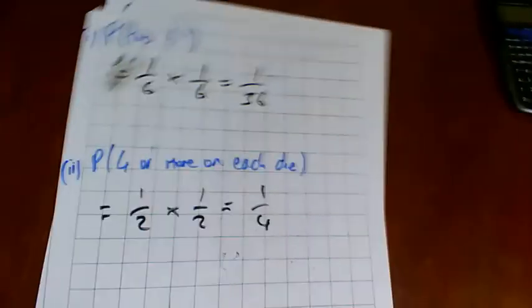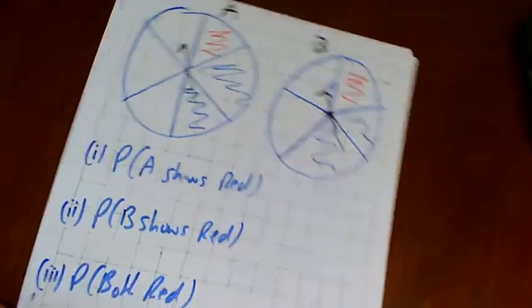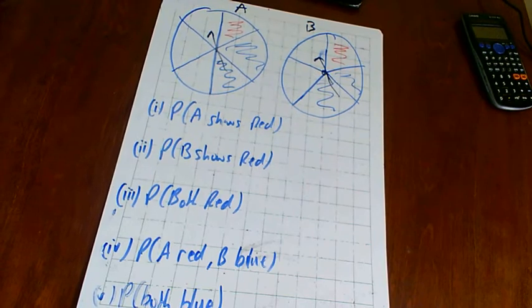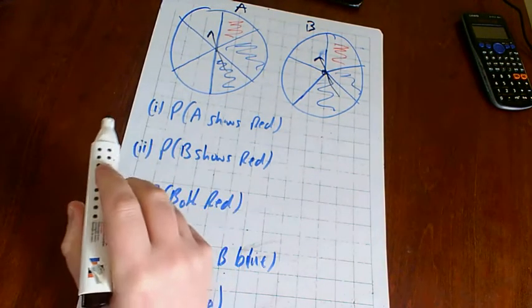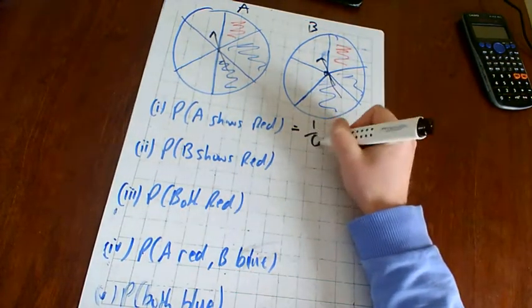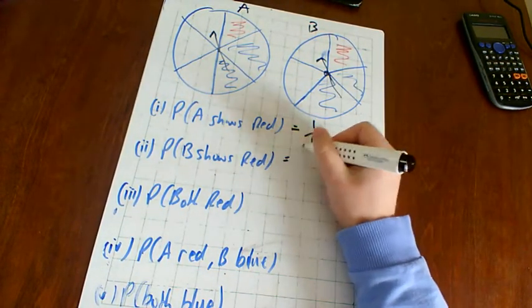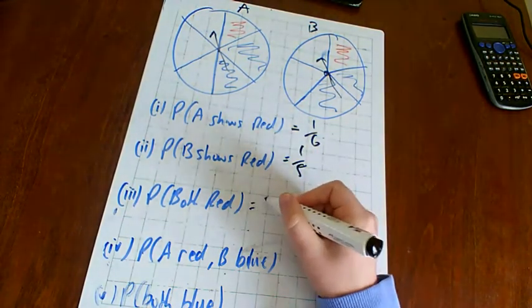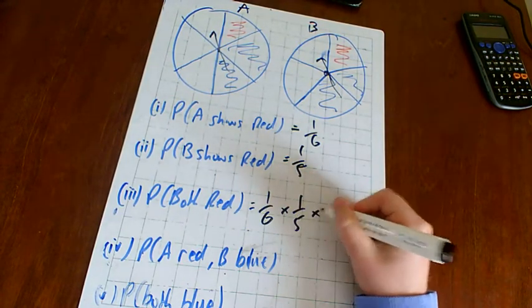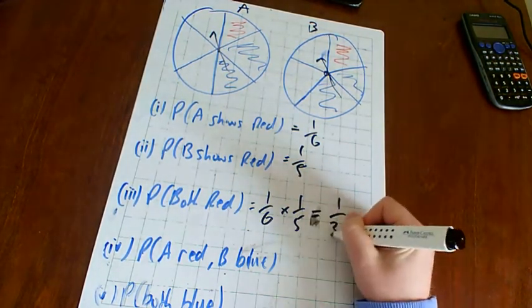Fairly simple. Second example, it says these two spinners, you can see they're not exactly the same. One's divided into 6 parts, the other's divided into 5. So just always be very careful with that. Probability that A shows red, we're only dealing with A, that's 1 out of 6. Probability of B shows red is 1 out of 5. Probability that they're both red, the first one is 1 out of 6, the second one is 1 out of 5, and we want both things to happen, so we multiply, which is equal to 1 out of 30.